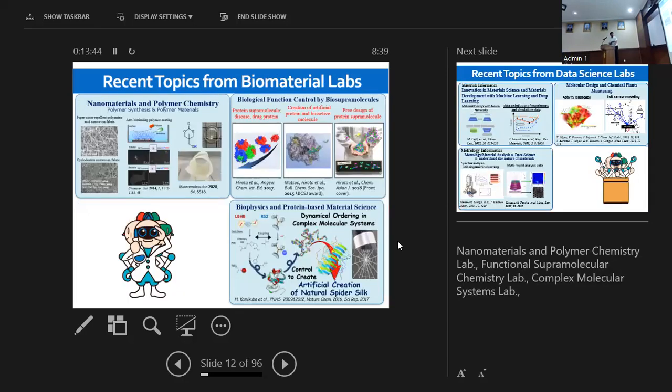And these are from the biomaterial laboratory. Some labs are working on biodegradable polymers, and some labs are working on protein and bio supramolecules. Another lab is, for example, working on the artificial creation of natural spider silk, so materials with very high mechanical properties. So these are just some of the topics in these laboratories.